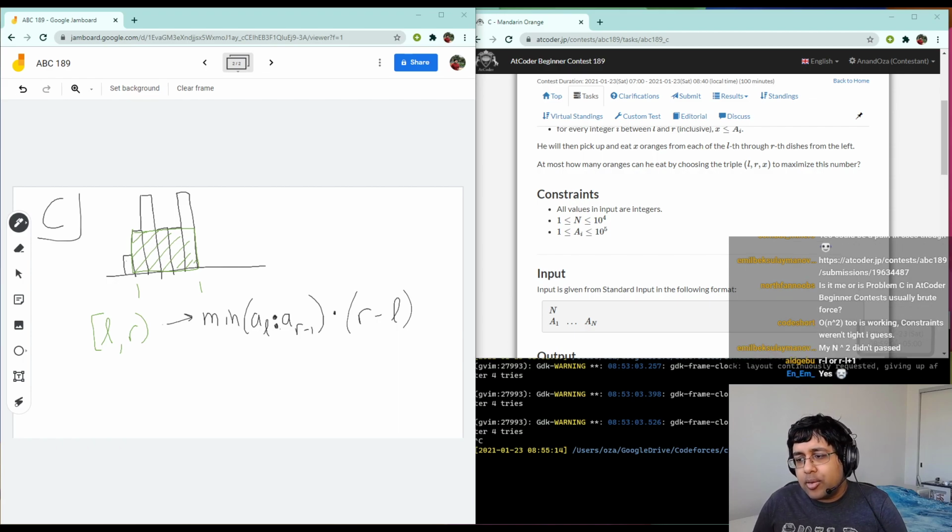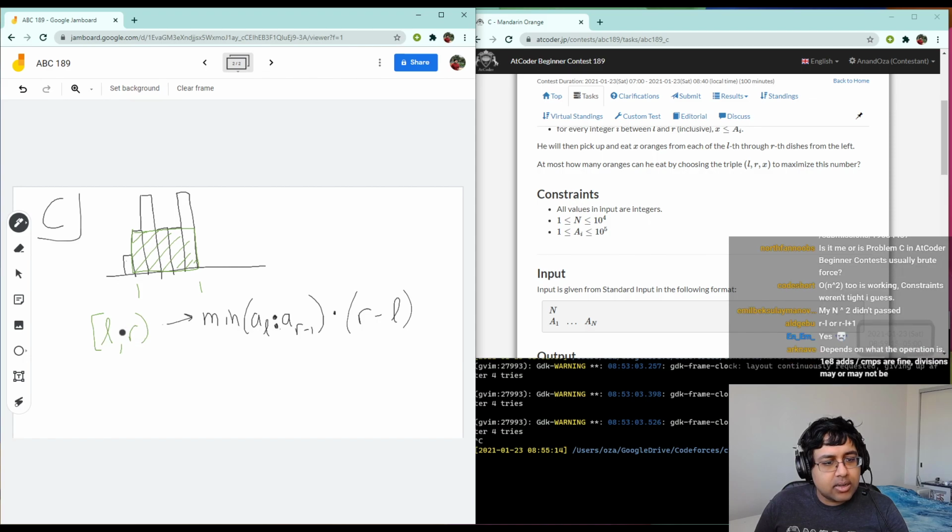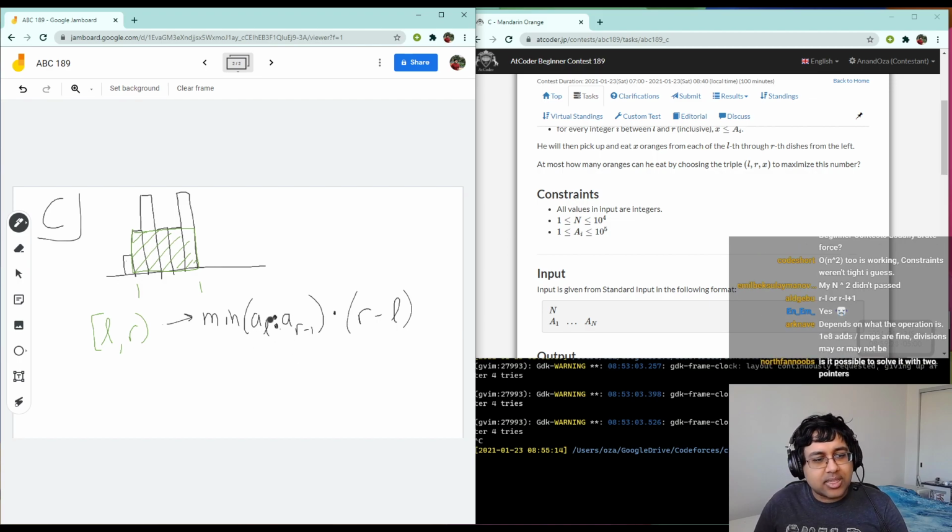And then someone asked R minus L or R minus L plus 1, and yeah, it's important to be consistent with your endpoints. So here I'm saying L is inclusive and R is not inclusive. And I guess here this colon is saying that both of these are inclusive. So my notation is a little bit sloppy here, but the idea is the height and the width of this rectangle. And once we've done that, there's 2 ways to do it.